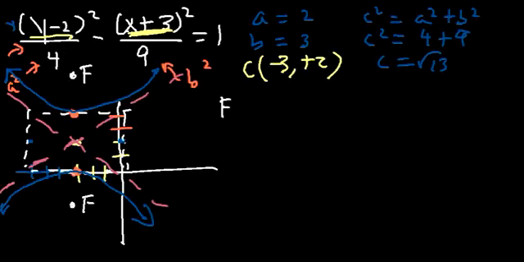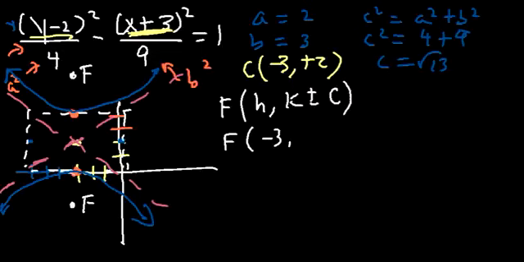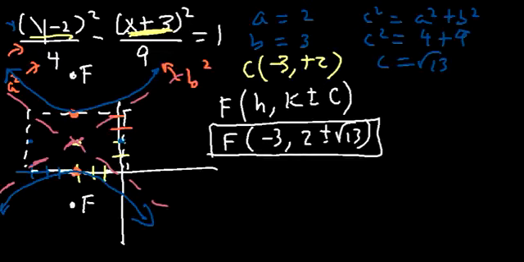And to find the coordinates of the foci, we need to add and subtract c to the y coordinate of the center because we went up and down. And y is associated with up and down. X is associated with left and right. So the foci is the center, negative 3 comma 2, but plus or minus c, or plus or minus root 13. So that's the coordinates of the foci.